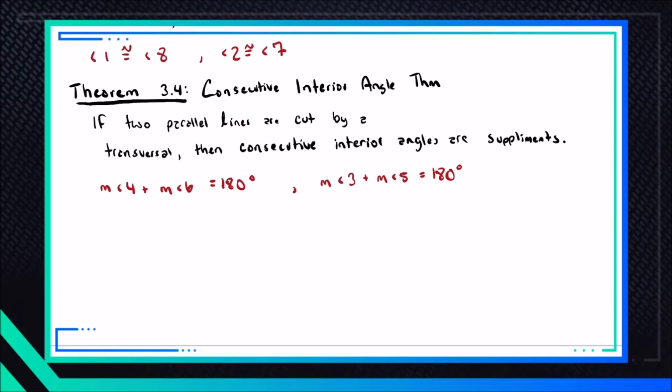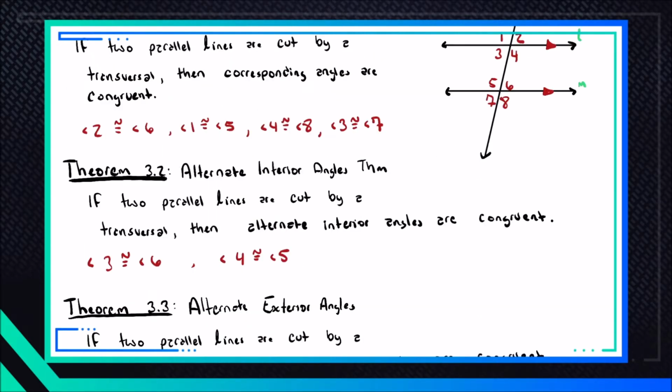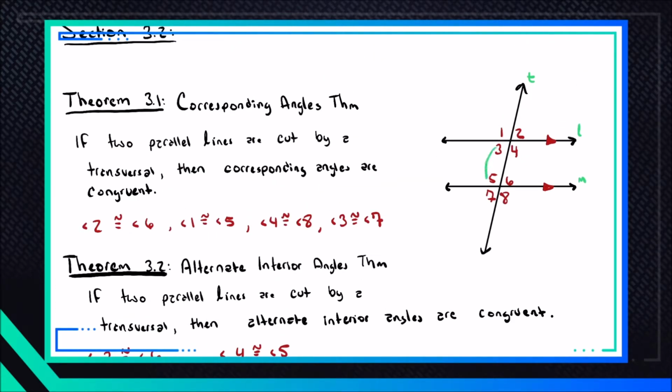Finally, we're going to change things up just a smidge, is the consecutive interior angle theorem. And that states if two parallel lines are cut by a transversal, then the consecutive interior angles are supplementary. That's a little bit different. So 3 and 5, if we add them together, is going to be 180 degrees. 4 and 6, if we add them together, is going to be 180 degrees.